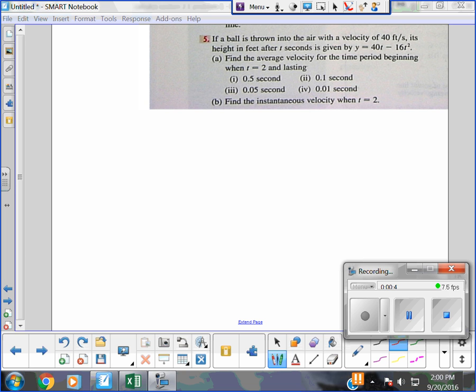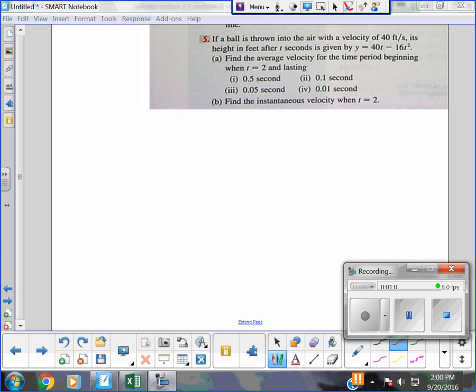The average velocity, guys, is a secant line. The instantaneous is a tangent. So it says find the average velocity for the period beginning when time equals 2 and lasting 0.5 seconds. So if it starts at 2 and lasts 0.5, when's it end? 2.5. Guys, this is t from 2 to t equals 2.5.